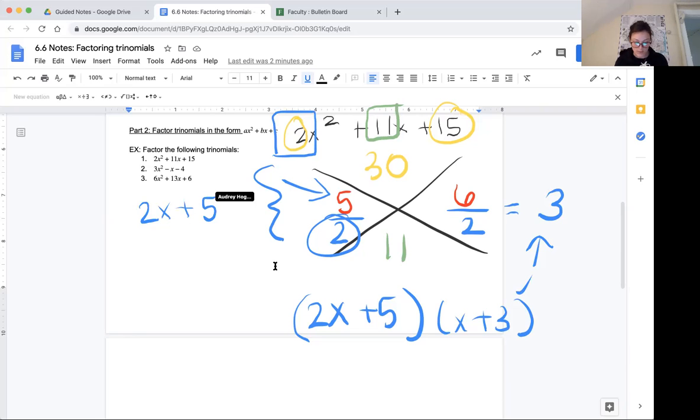So it's always going to be that way. It's always going to be the number on the bottom times x plus the number on top.